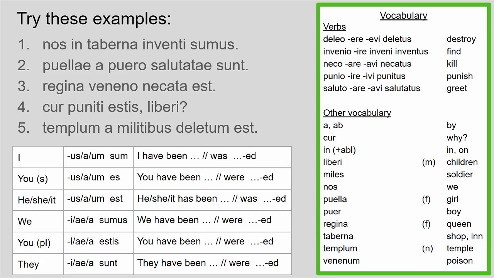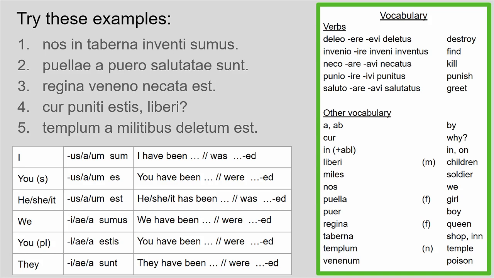I know that means we are. However, I'm also going to have a little look just in front of it to see if there is a perfect passive participle. I've got the word inventi. Checking in my vocabulary, I can see that inventus is my singular masculine version of my perfect passive participle. Inventi, therefore, is one of my plural masculine endings. So I have inventi sumus, we have been found.